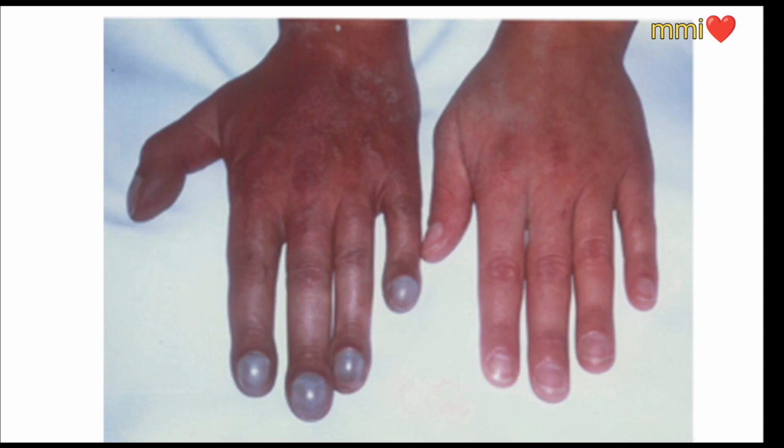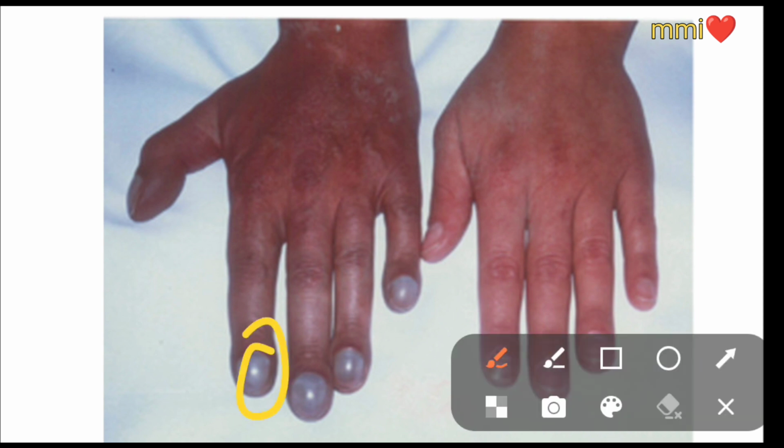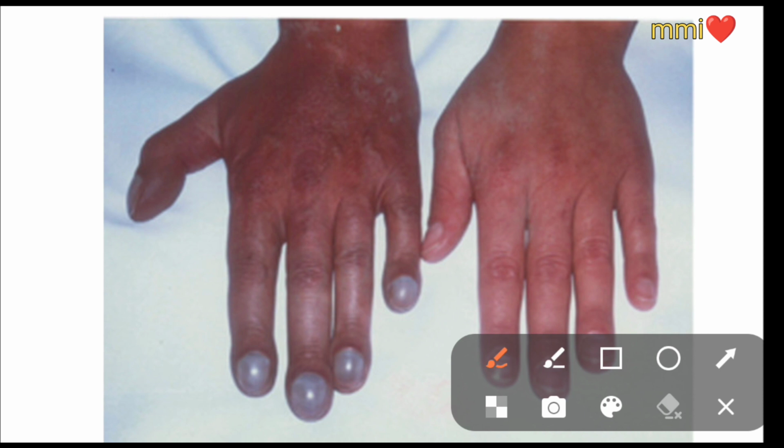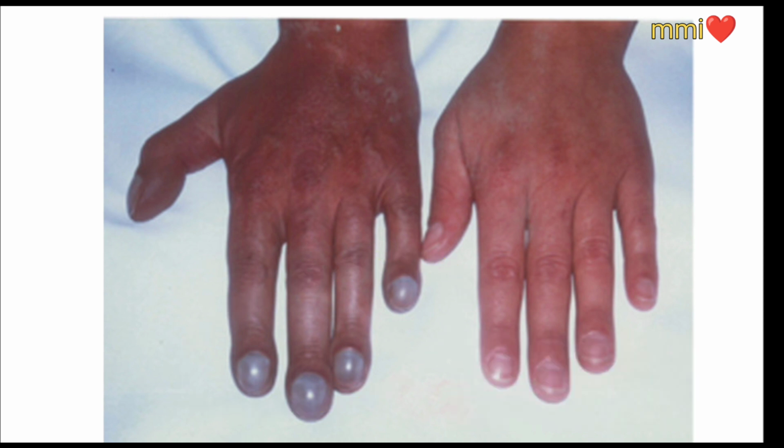You can see that the one on your left hand side is cyanosis. This is a bluish discoloration, and the right hand is normal. This side is normal. Okay, you can see this, this is cyanosis. Don't confuse it with clubbing. When you see this bluish color, this will be cyanosis.